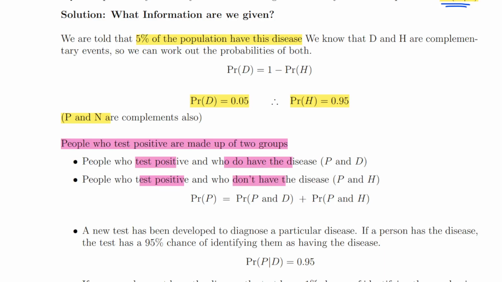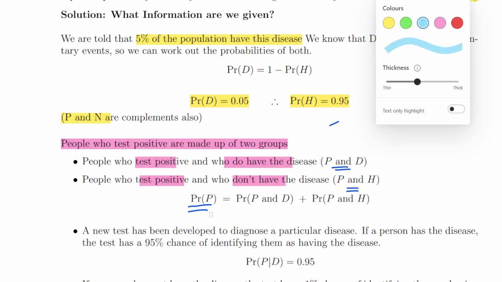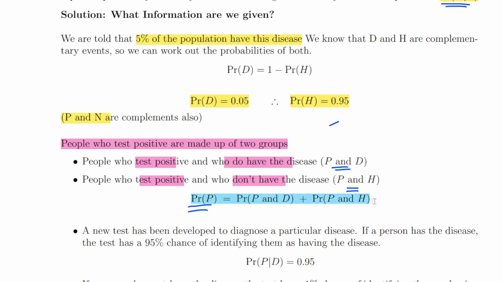So the first group is P and D, and the second is P and H. The probability of P can be expressed as the combination of those two events: the probability of P and D plus the probability of P and H. This is a very important little strategy that we're using here, the law of total probability. Just consider we're splitting up our group into two piles.